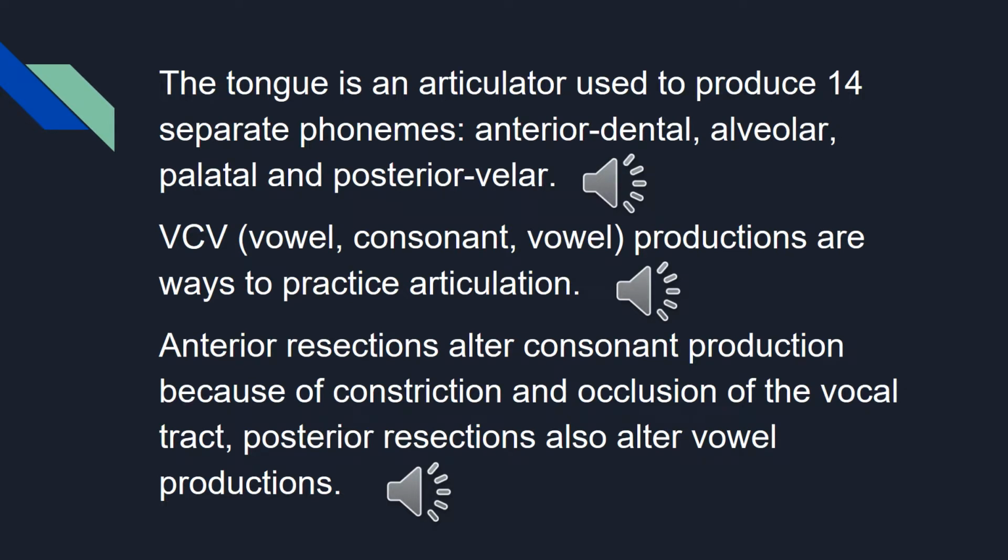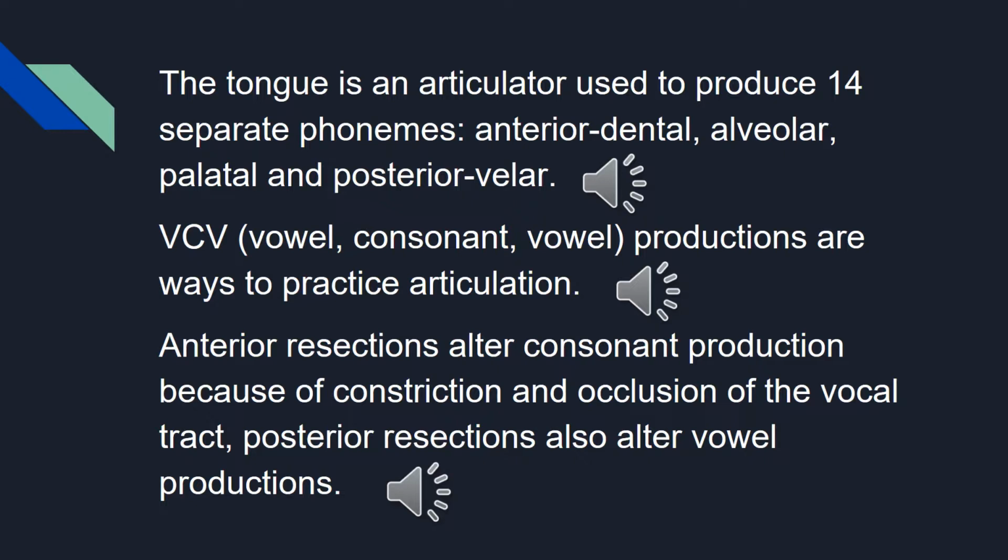The tongue as an articulator is used to produce 14 separate phonemes: anterior dental sounds, alveolar sounds, palatal sounds, and posterior velar sounds. These include th, v, t, d, n, s, z, l, y, k, g, sh, and zh. Vowel-consonant-vowel productions such as aba, iwi, ama are ways to practice articulation.